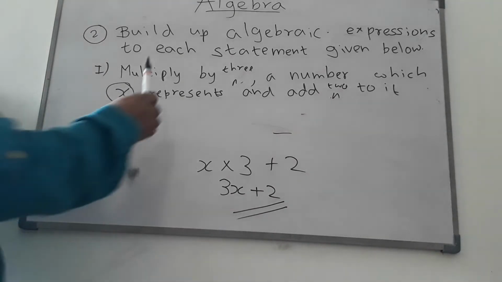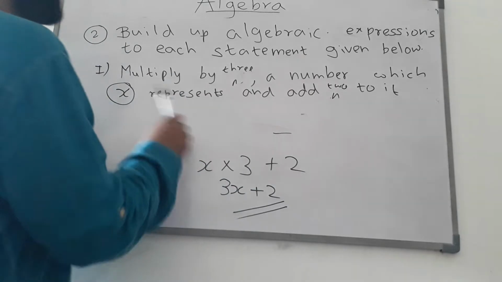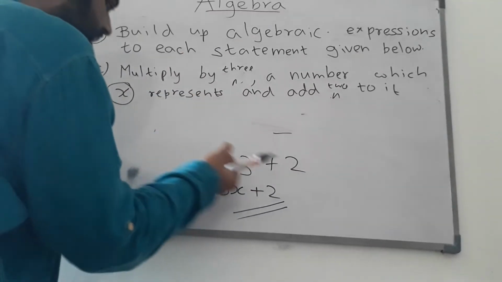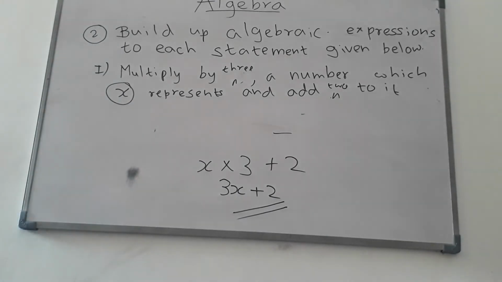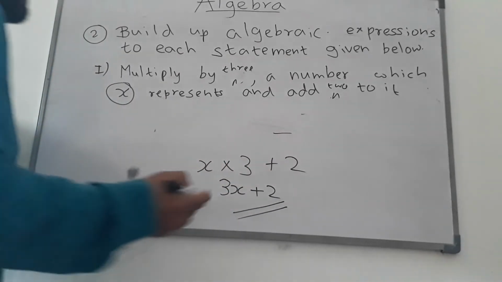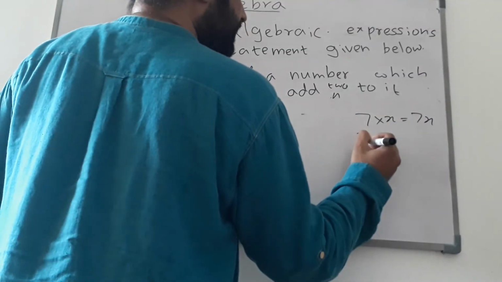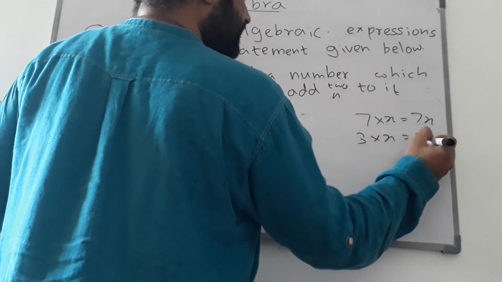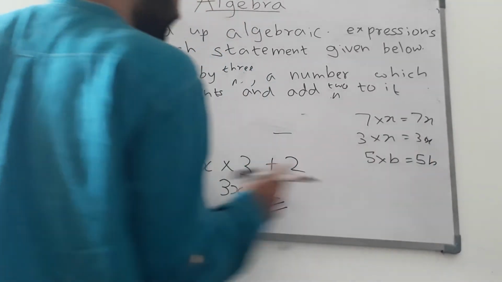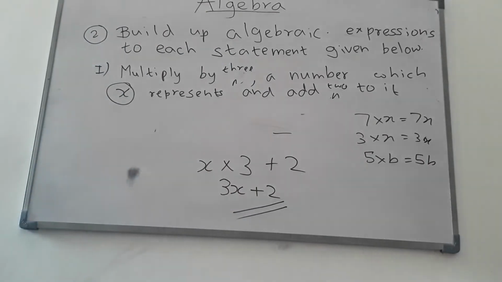Okay, again multiply by 3 a number which x represents. Okay, so we have to multiply 3 by the number x. 3 times x means 3x. I taught you 7 times x means 7x. 3 times x is 3x. 5 times b is 5b. So here x times 3 is also 3x, not x3.